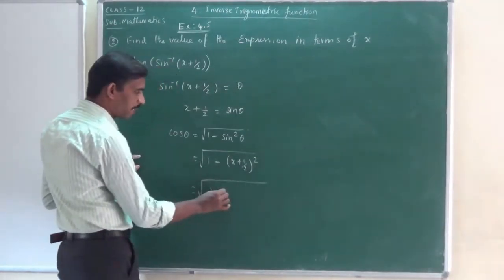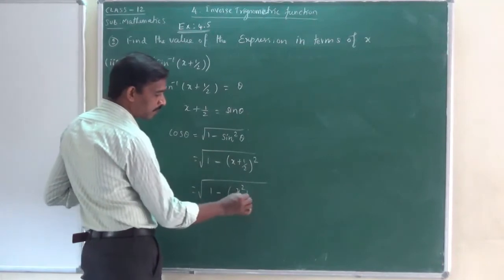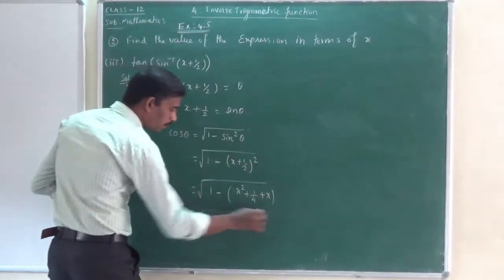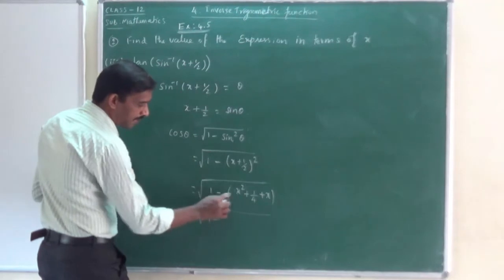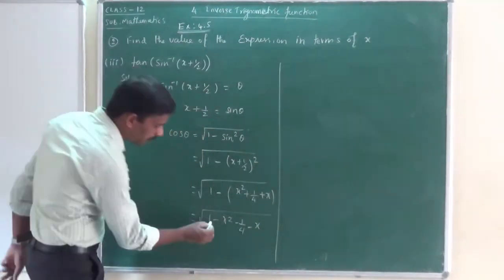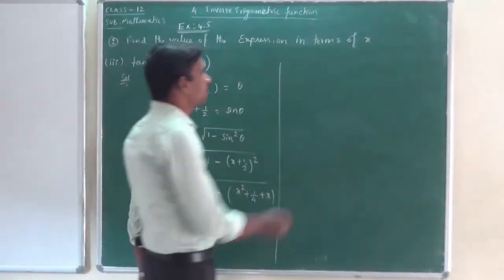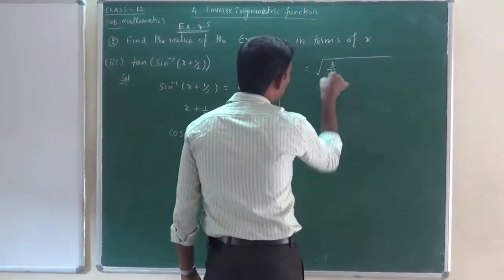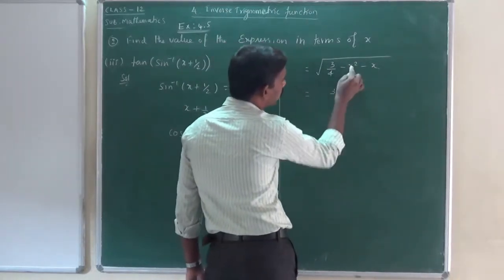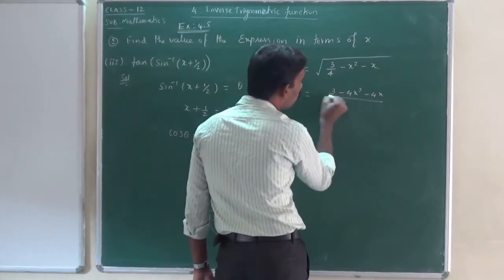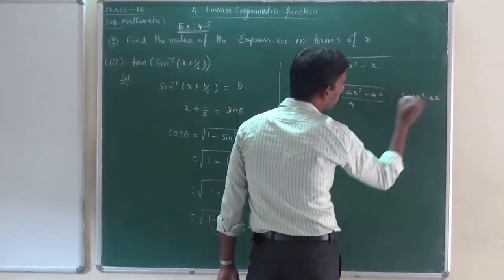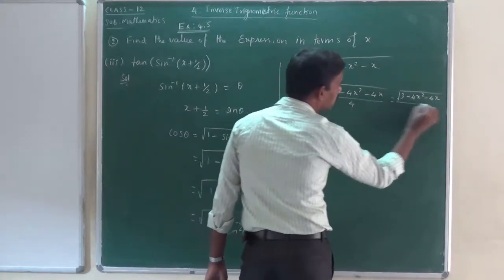So square root of 1 minus, it will be in a plus b whole square format, so x square plus 1 by 4 plus x. Going inside the minus, it will come like minus x square minus 1 by 4 then minus x. So simplifying we get 1 minus 1 by 4, which is nothing but square root of 3 by 4 minus x square minus x. Take LCM, so 3 minus 4x square minus 4x, whole divided by 4. Taking square root of this value, the numerator has no change because we can't take the square root, but the denominator 4 has square root 2.